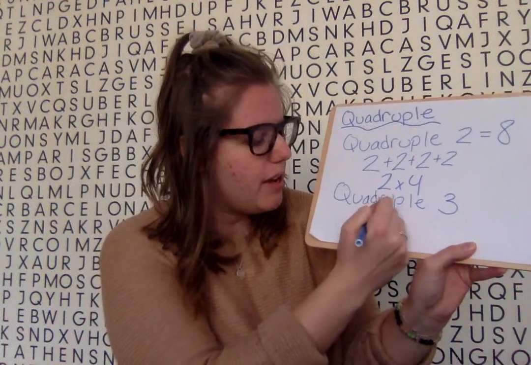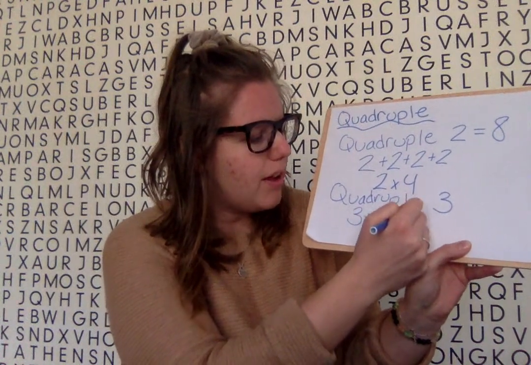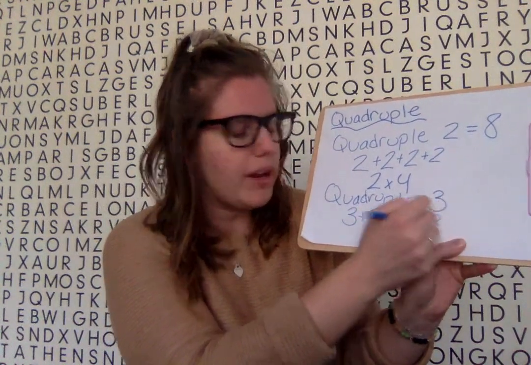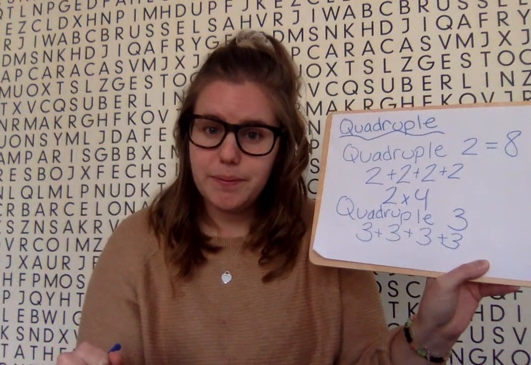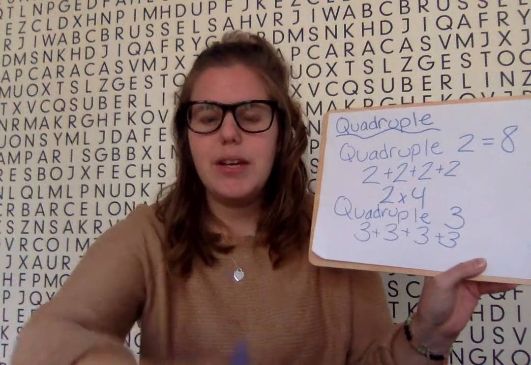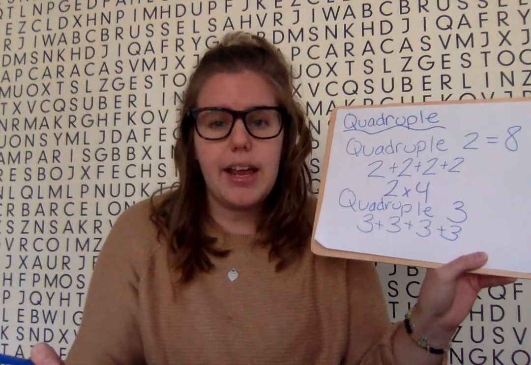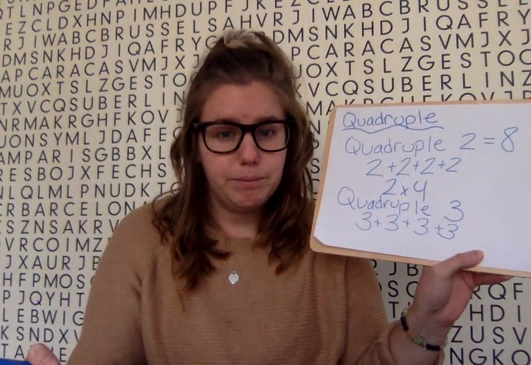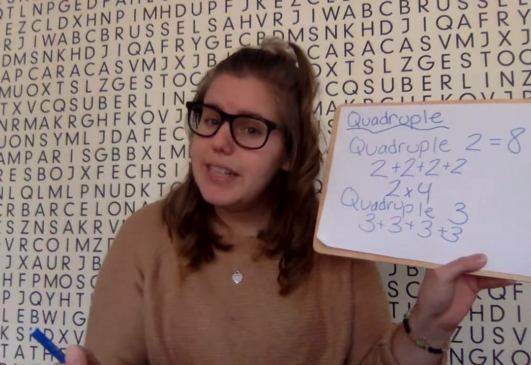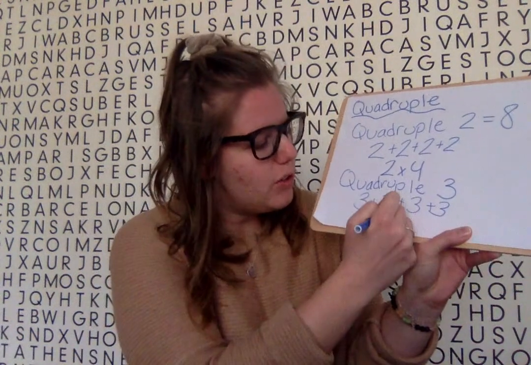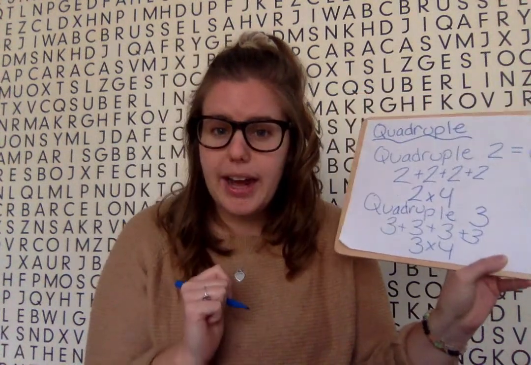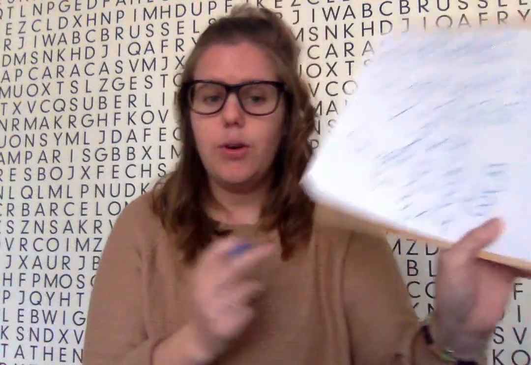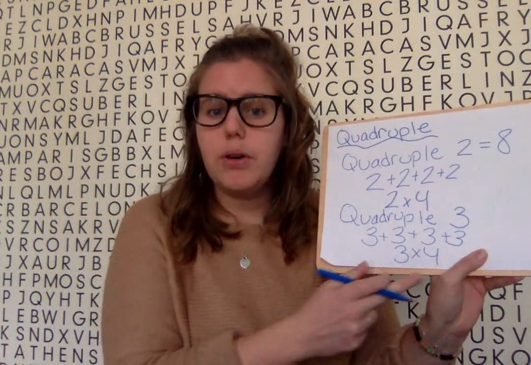So let's see. 3 plus 3 plus 3 plus 3. So we have the number 3. How many times? 4. Very good. And how would we write that in multiplication? If you said 3 times 4, super job. So we would have 3 times 4. So let's look at how we would get our answer. So 3 times 4 means we're going to have 4 groups of 3.